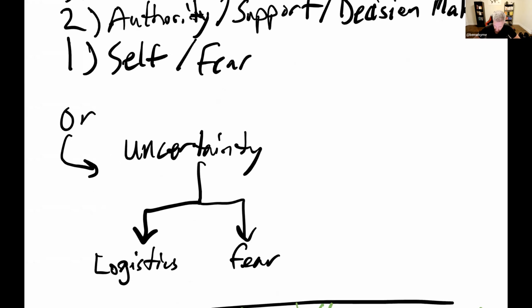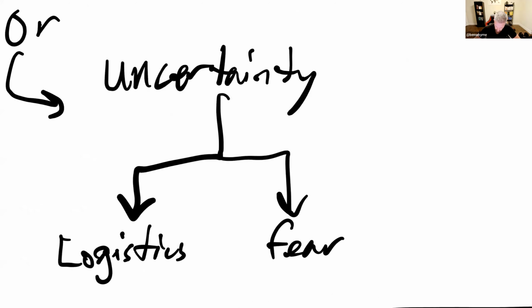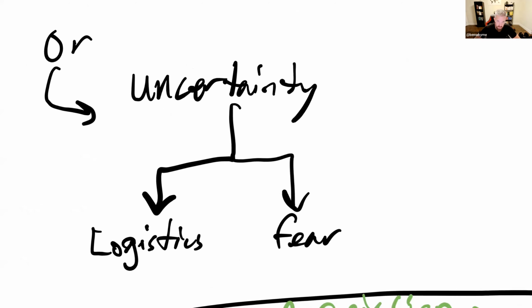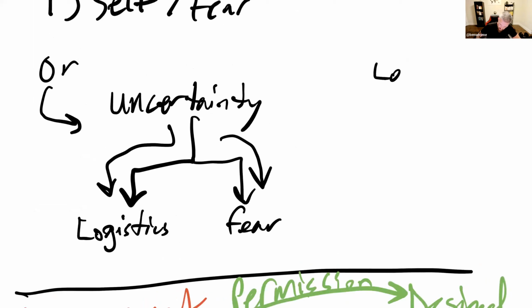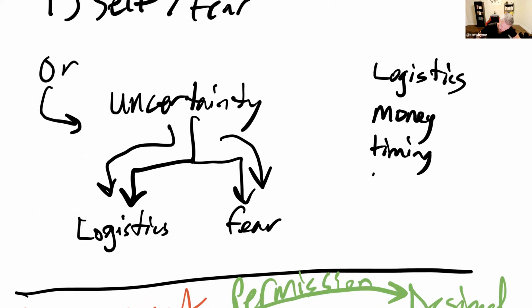So this is the way that I was originally trained to handle objections. We go uncertainty first, and then we typically go down here to logistics. And then if it's not a logistical thing, we go to fear. It's almost always fear, right? So logistics are your typical ones. It's going to be money or financial. It's going to be timing, I'm just busy. It's going to be spouse or business partner or whatever. You've got to talk to God, whatever.